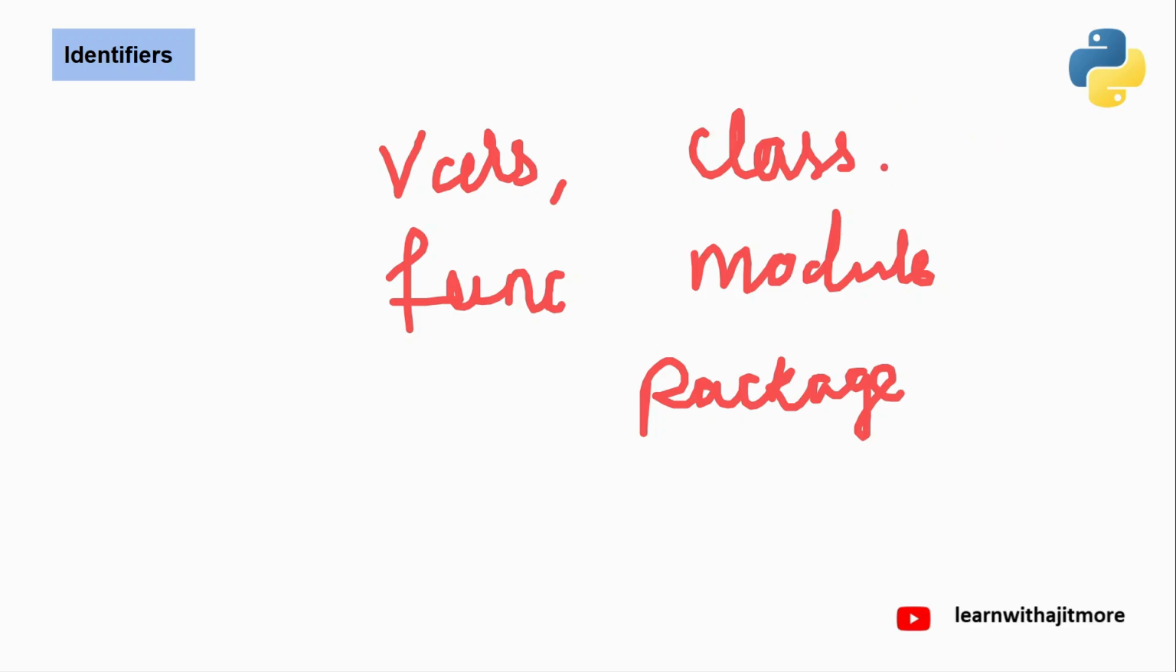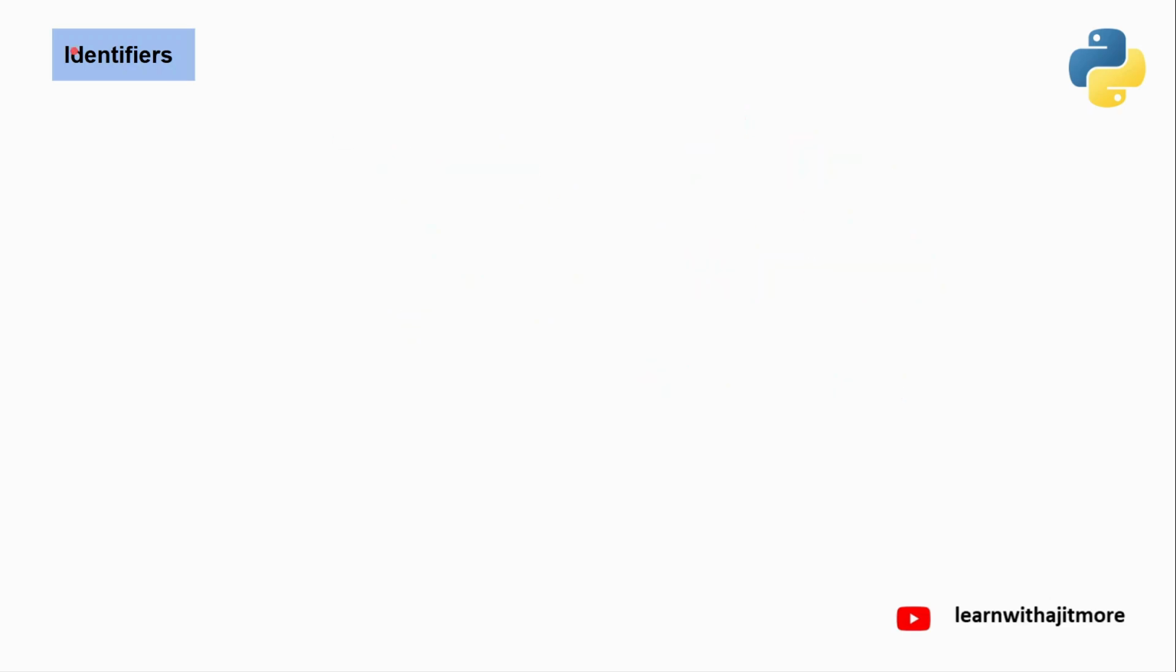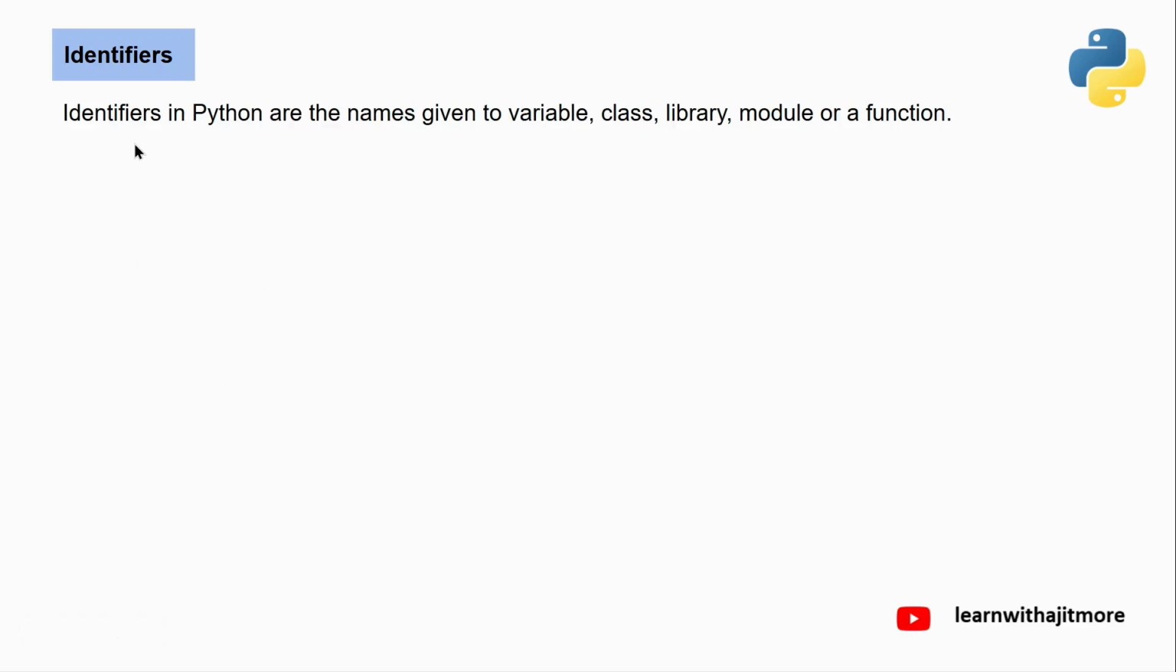Getting it? So, in short, what an identifier is should be clear to you. An identifier is a name given to program elements like variables, functions, classes, modules, packages. Whatever name you give to all this is called an identifier. So identifiers in Python are the names given to variables, classes, libraries, modules, or functions. Now remember, whatever name you give, it should follow some naming rules. And that naming rule is decided by the designer of that language.